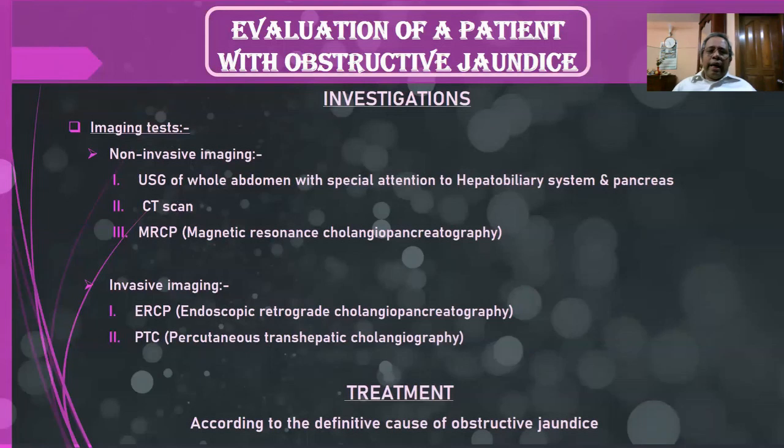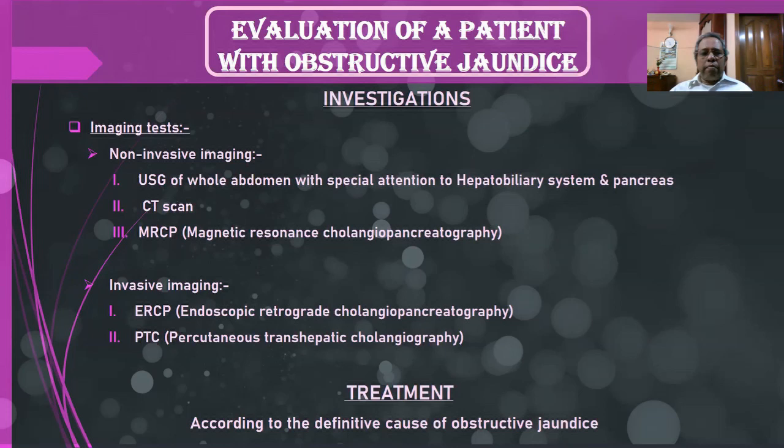These are all indirect investigations, but the direct investigations look at what the cause of the obstruction is. Is there any obstruction? You can evaluate by looking at some indirect investigations and direct ones. So looking at the picture, you can also evaluate what the cause of the obstruction is. So for the evaluation of the patient with obstructive jaundice, investigations include imaging tests. The imaging has 2 types: one is non-invasive imaging, and another is invasive imaging. The non-invasive imaging is ultrasound of the whole abdomen with special attention to the hepatobiliary system and pancreas.